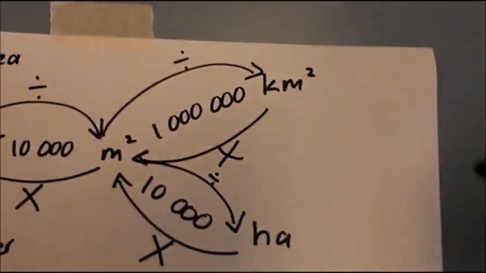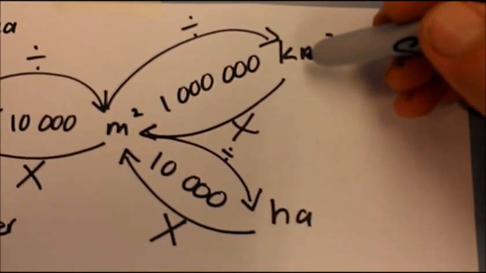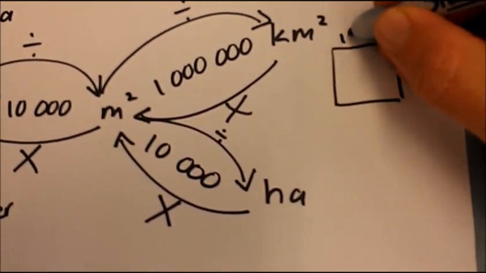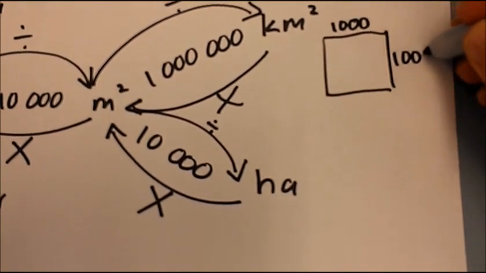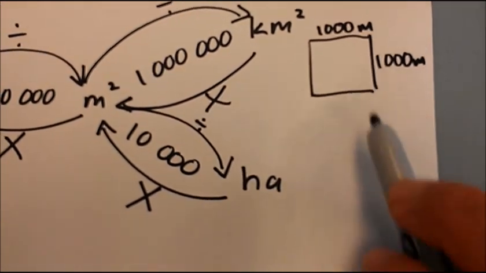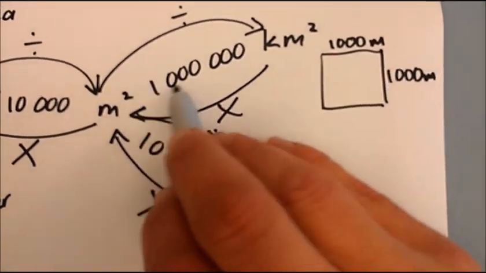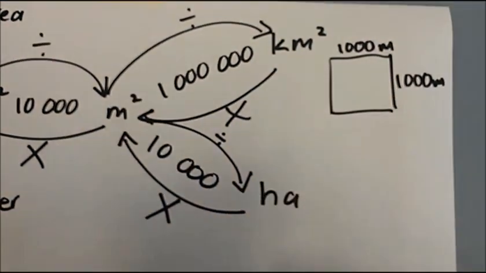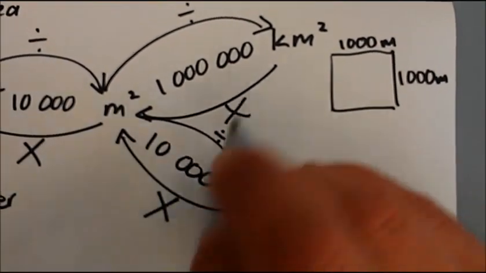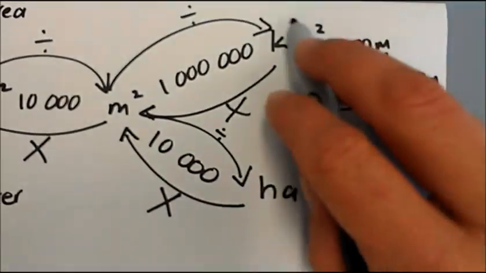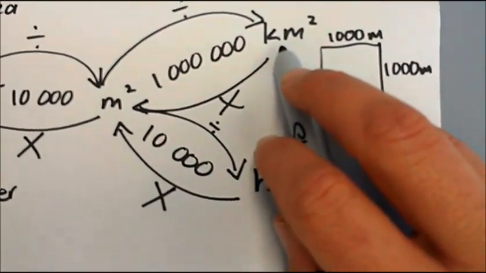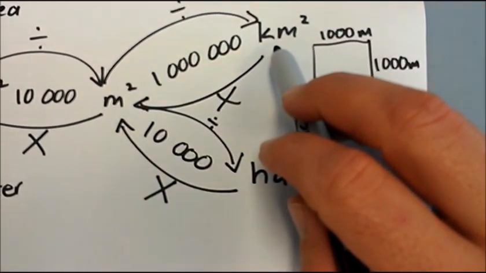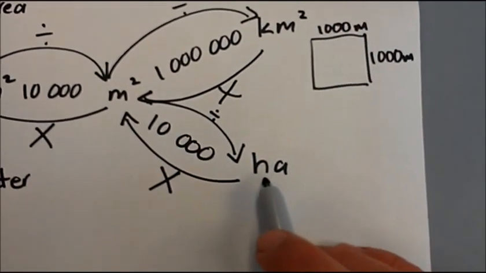Now I haven't tried to draw up a square kilometre because it's quite a large area, but a square kilometre would be a kilometre by a kilometre, which is 1,000 metres by 1,000 metres. And when you multiply 1,000 by 1,000, you end up with 1,000,000. So there's 1,000,000 square metres in a square kilometre. That's quite a large amount of area. That's useful for measuring areas, say, size of Port Macquarie or the size of New South Wales or the size of Australia. More commonly, when we're talking about our land measurements, we're going to work in hectares.